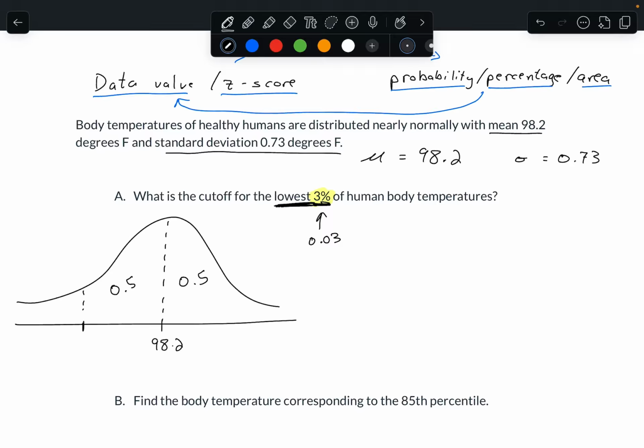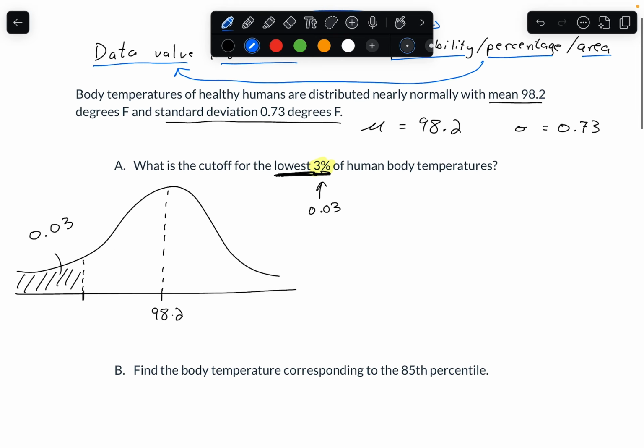So I know that there is some number. I don't know what it is. We're going to try and find it so that the area to the left of that number is 0.03. And I can tell again that this point lives to the left of the mean instead of somewhere over here on the right because 0.03 is less than 0.5. Okay, let's go ahead and continue on. Let's erase these just so we're not looking at these.